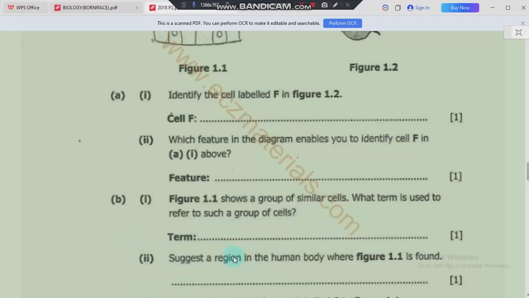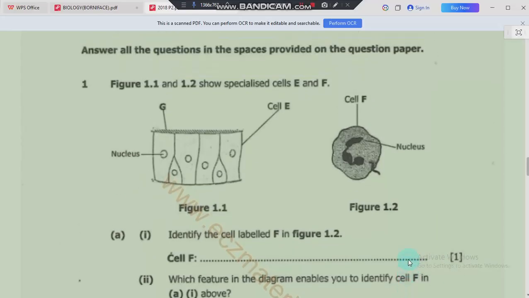And then B2 says, suggest a region in the human body where figure 1.1 is found. So what is figure 1.1? I'll give you 10 seconds to identify it. Okay, I'm sure you are done. You and I will both agree that this is our ciliated cell. What has helped us to identify this as a ciliated cell? We have the presence of these cytoplasmic hairs, which we call the cilia, and that is our cell membrane. We have our nucleus there.